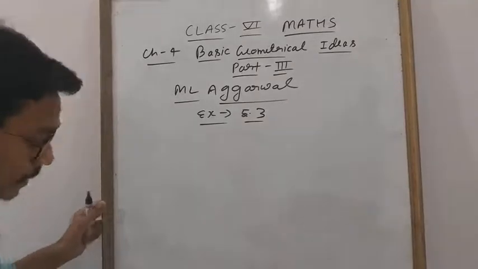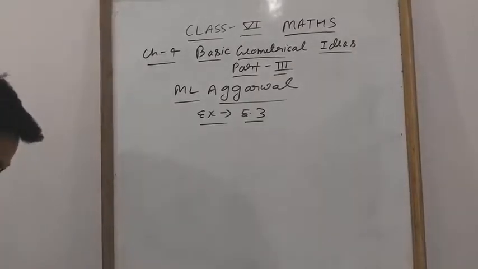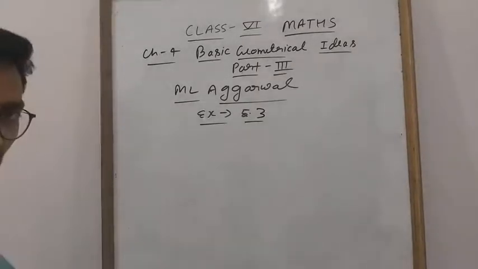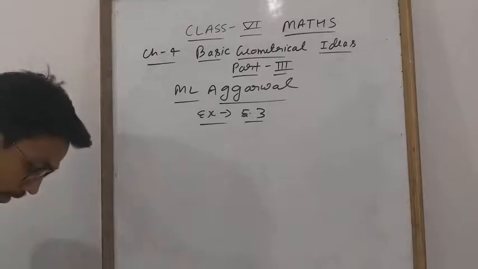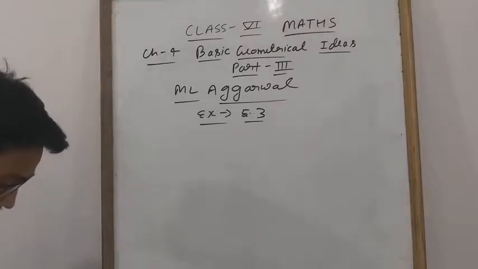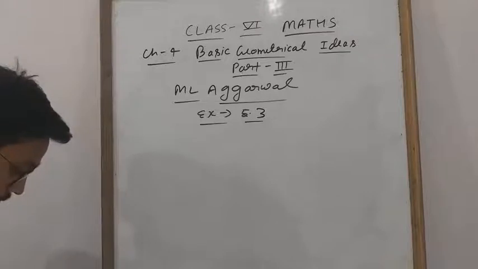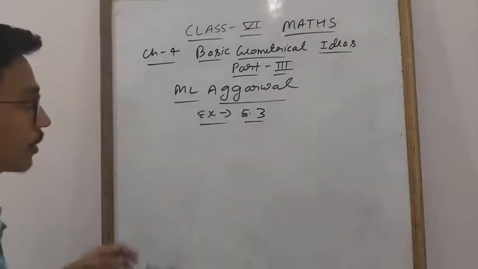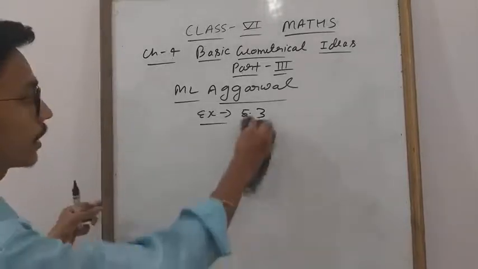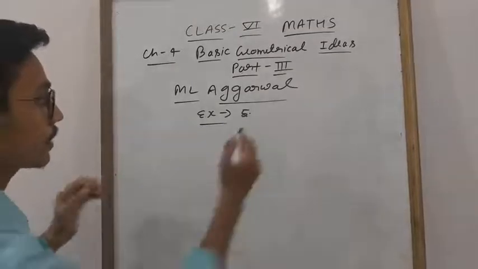Clear, everyone? Now the question is given. Third question: draw a rough sketch of triangle ABC. Everyone knows this, the same question is given. So 5.3 is also the same, and then 5.4, students. I have explained 5.3, and in 5.4 the same type of question is given.